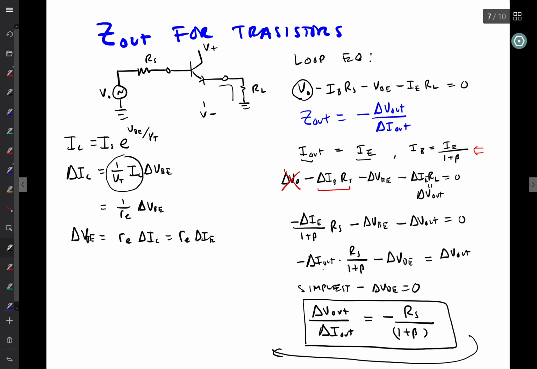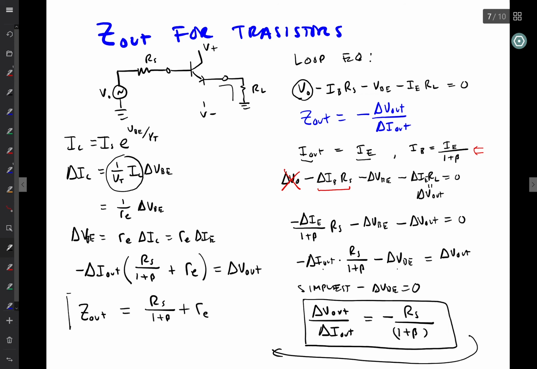So I'm going to put that back into here. Okay, this is also the same as delta I out. So I have then, under my new arrangement, minus delta I out times the quantity Rs over 1 plus beta plus little re is equal to delta V out. And then Z out, you can see by the similar construction as before, is now going to be equal to Rs over 1 plus beta plus a little extra, little re.